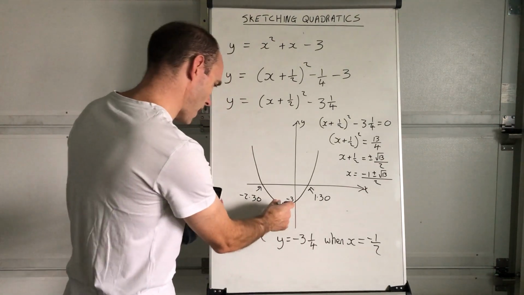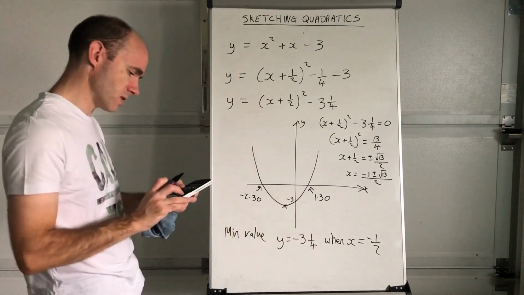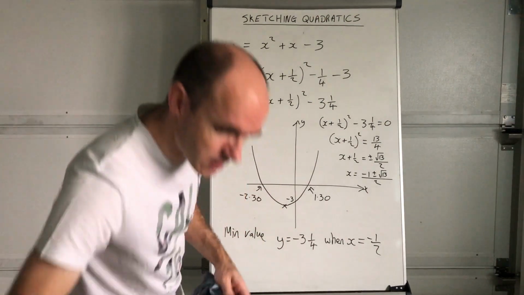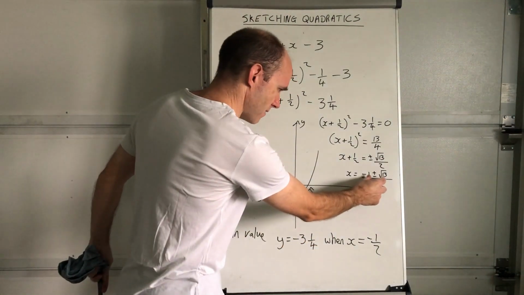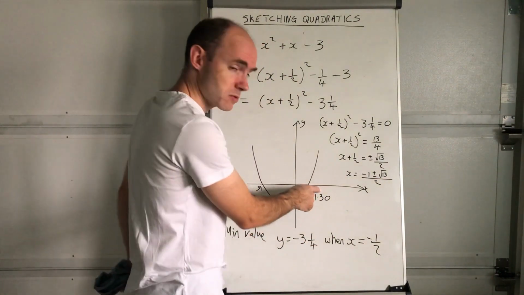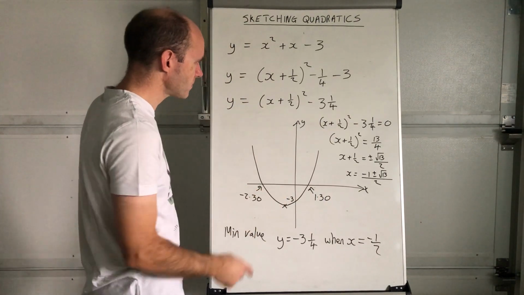And if you want to, you can label the coordinates and the minimum point as well, which is -1/2, -3¼. Alternatively, what I often do is I actually write down the exact value. So there I'd write -1 plus √13/2. There I'd write -1 subtract √13/2.